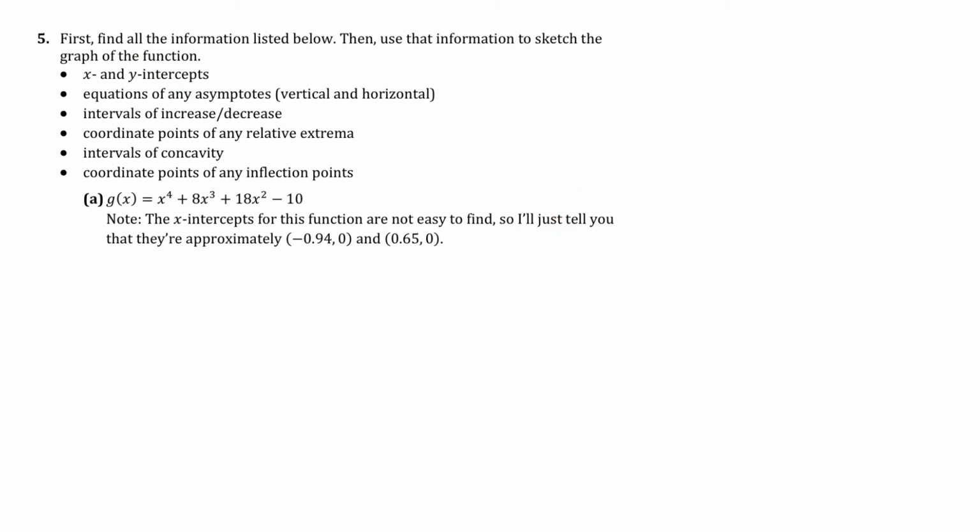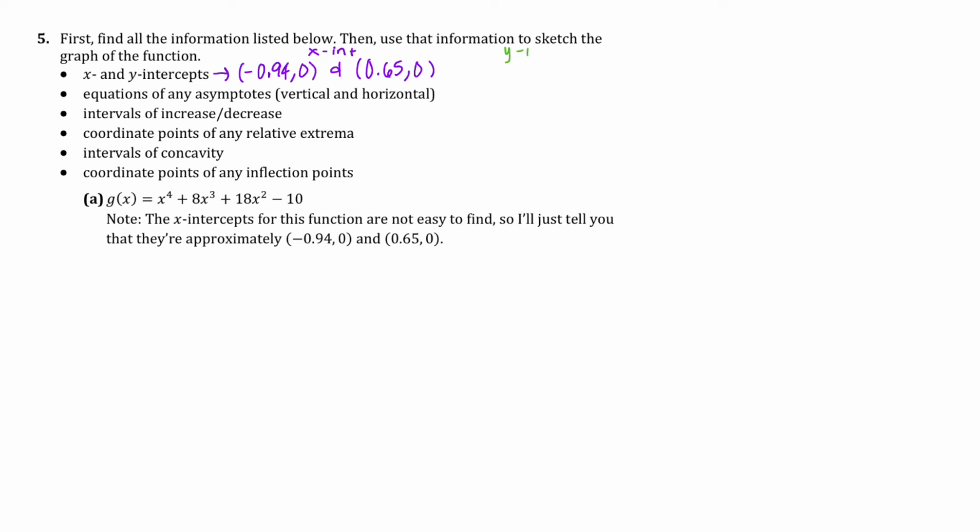Now, with this function here, the x-intercepts aren't very nice, so I just went ahead and found them for you. I just told you what the x-intercepts were. So in terms of x-intercepts, you have 2 of them given: -0.94, 0, and 0.65, 0. These ones are your x-intercepts.